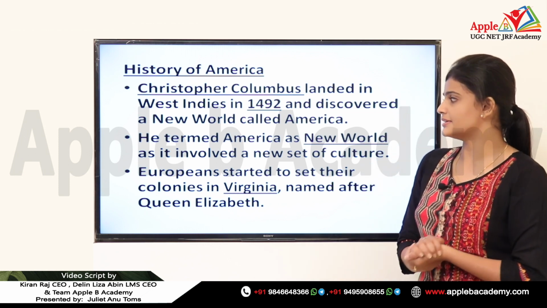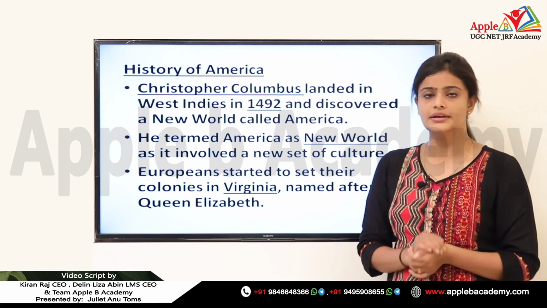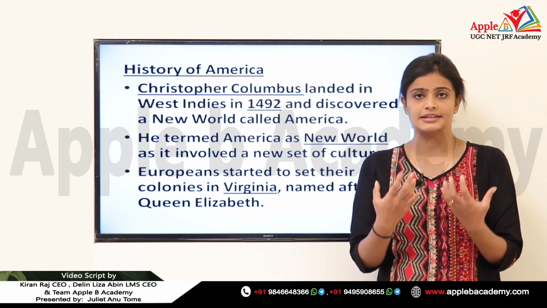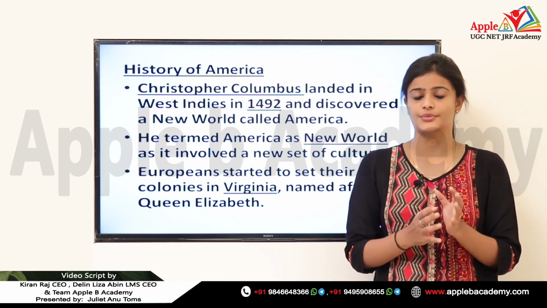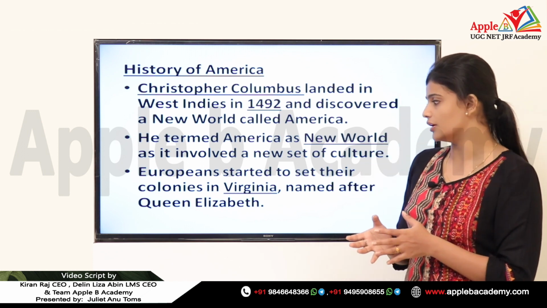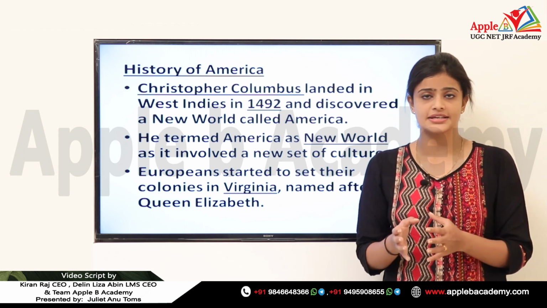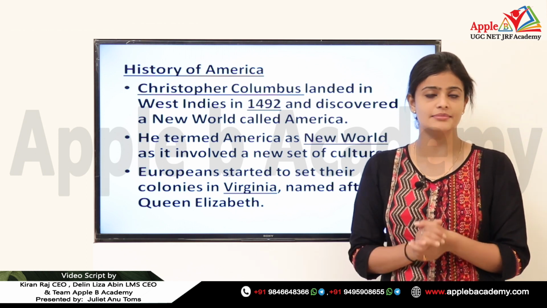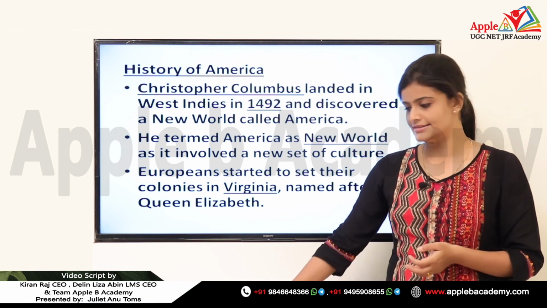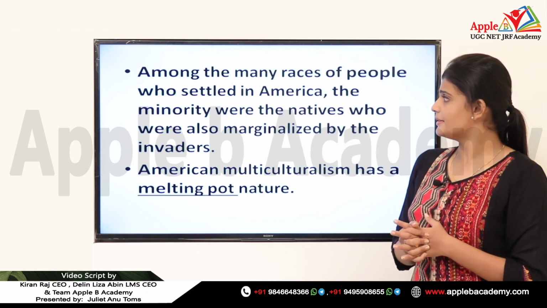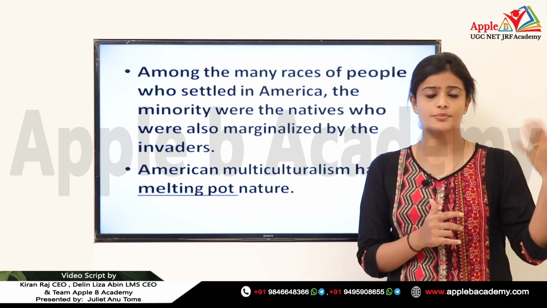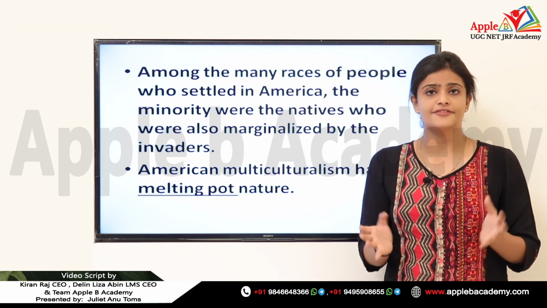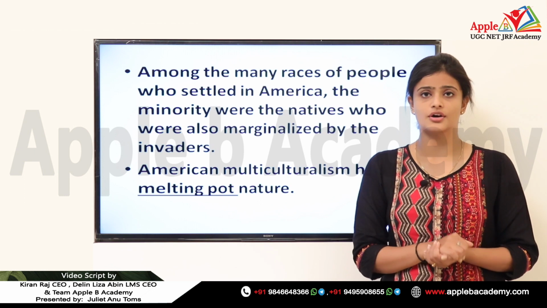Christopher Columbus termed America the New World because it was a set of new cultures. People were migrating in the hope of new land, and that is the reason he named it the New World. Europeans started to settle in their colonies, and the first colony they named Virginia, after Queen Elizabeth. Many races settled in America, from Britain, from France, from Spain, so from many different areas America got settlers.